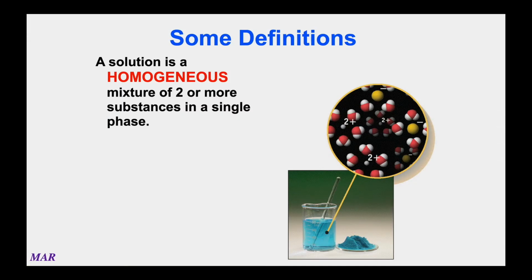So first, some definitions. Some of these we've been over, but some of them I want to go over again just to make sure we're all up to speed. A solution is a homogeneous mixture if you have two or more substances in a single phase.